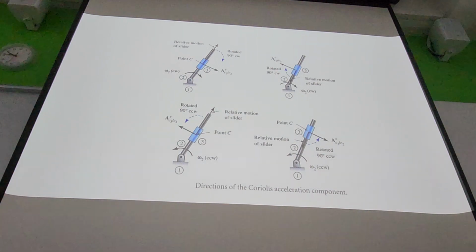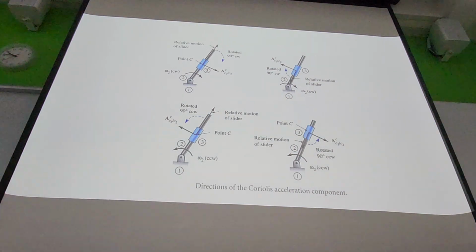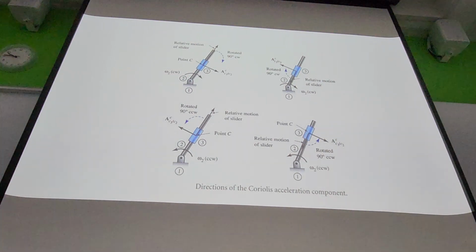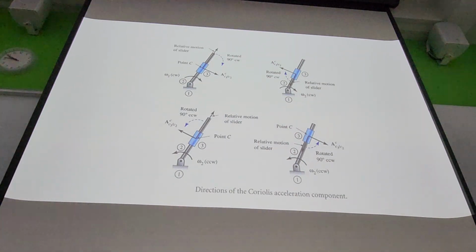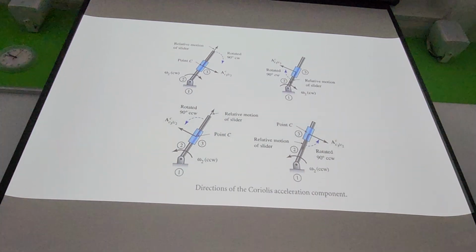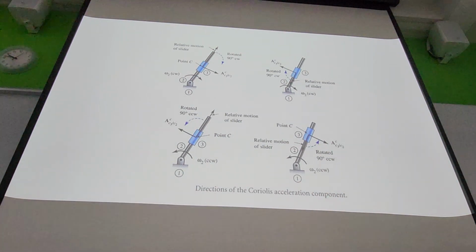In the top diagrams, the angular velocity is clockwise, but in the first case the slider is going up, and in the second case the slider is coming down. So depending on the movement of link 2 and the slider, the Coriolis acceleration is perpendicular to the link, of course, but it can be upwards or downwards. It all depends on the direction of link 2 and the movement of the slider. So this one is pretty standardized. You have only these 4 variations.